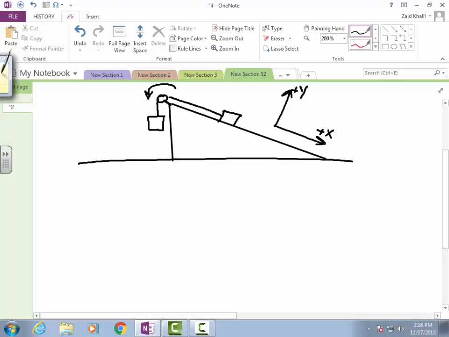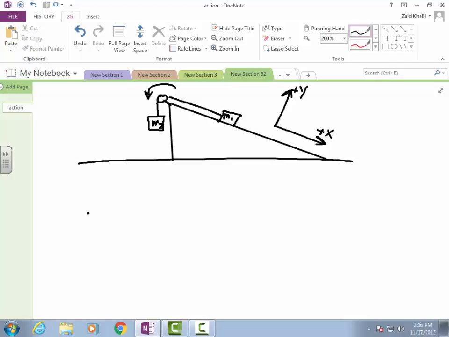So this is M1. This is M2. What are the forces on M1? So we need a separate coordinate system for M2. So for M2, which way do you want to go? Which way do you want this to go? You tell me. What do you want up to be? You want up to be negative? I'd be careful. Look at how the system accelerates.